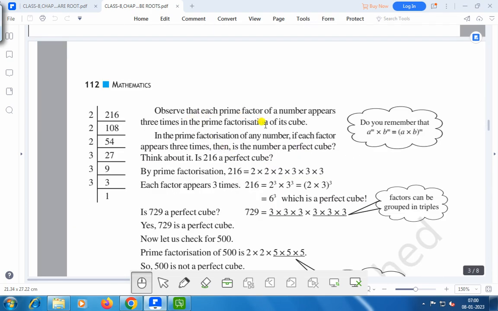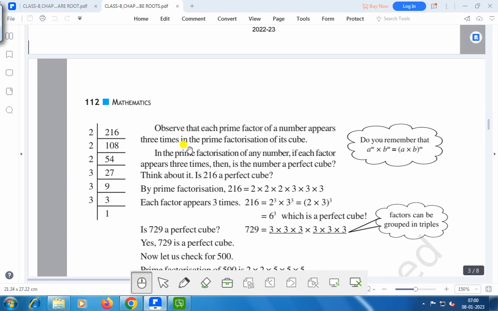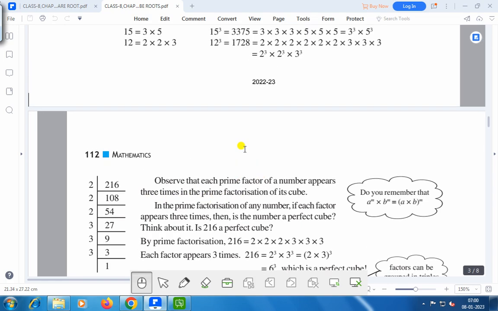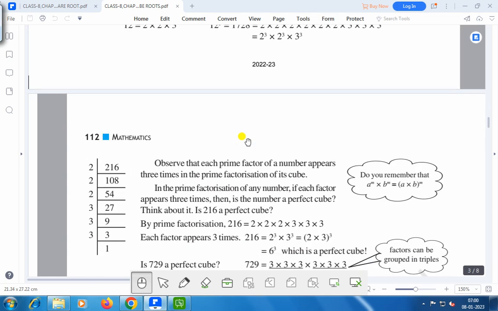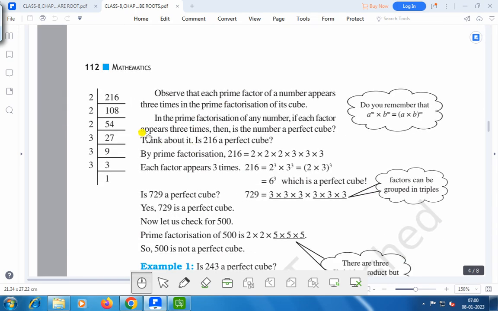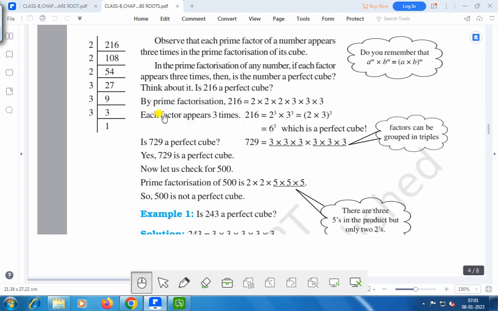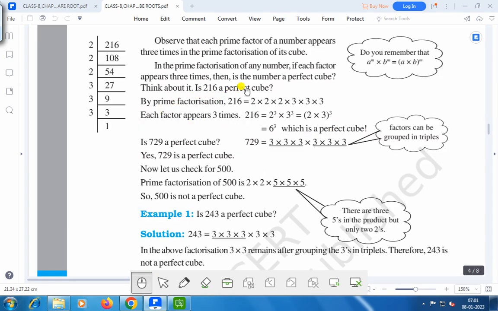Observe that each prime factor of a number appears 3 times in the prime factorization of its cube. You see, in the prime factorization of a number, if each factor appears 3 times, then is the number a perfect cube? Think about it. Is 216 a perfect cube?